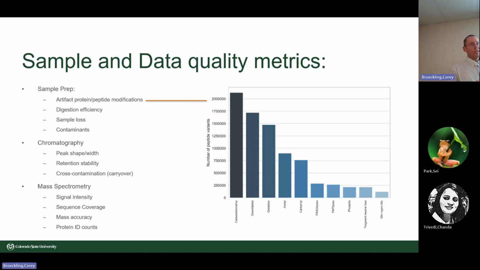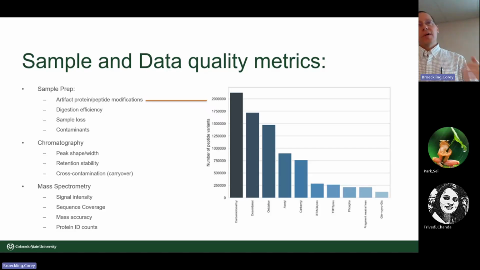Sequence coverage: if we see the same protein in every sample, do we get about the same sequence coverage through the entire experiment, or does it drop? That might, again, be reflective of signal intensity drift. Mass accuracy: the instrument isn't perfectly stable in how it measures mass. And if we have high mass accuracy at the end of the experiment, then at the beginning, that's a problem. And we can look at total protein identifications or peptide identifications and report on that as well.